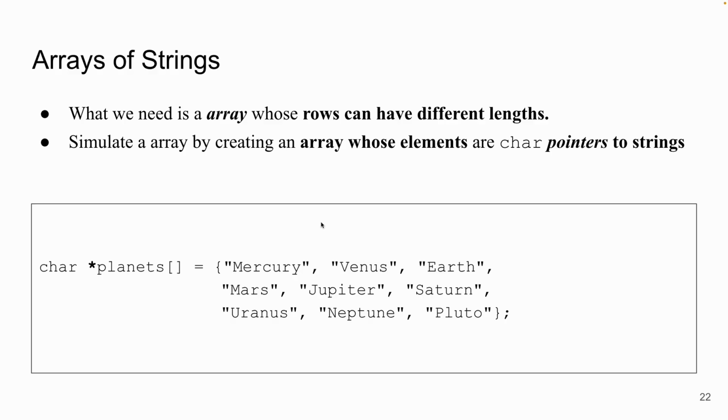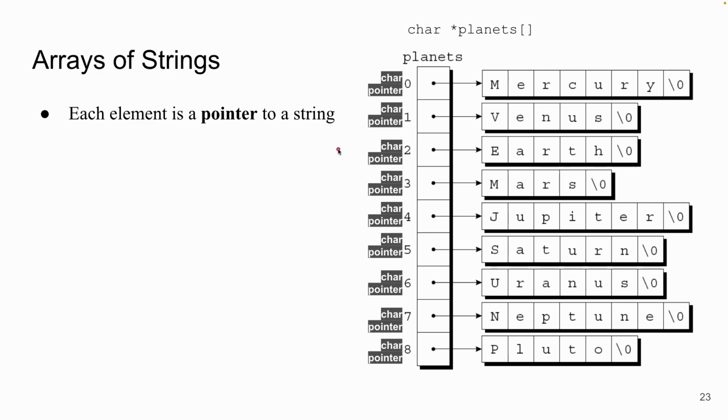So to do that, we can revise the planets like this. We just create an array of pointers, and then each pointer will point to another string. So this planet array is an array whose elements are char pointer variables pointing to different strings. And by using this version, we can store strings with different lengths without wasting too much space.